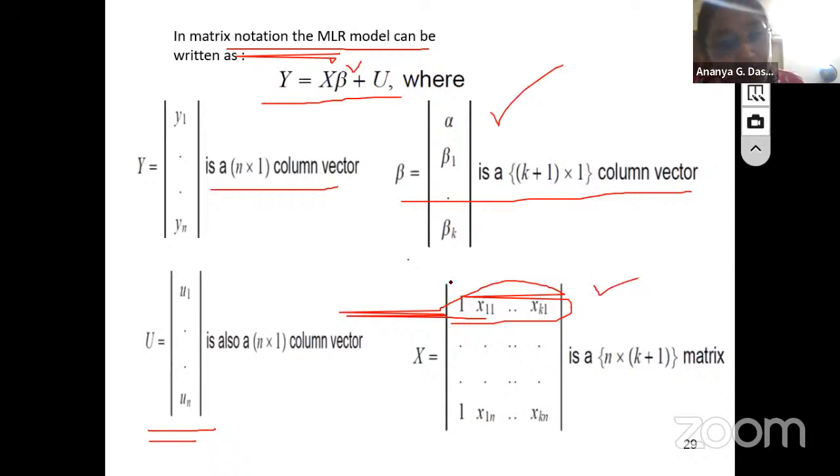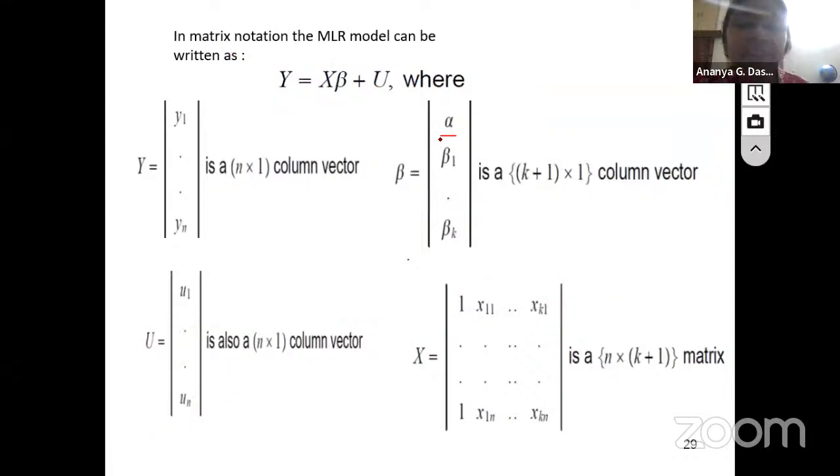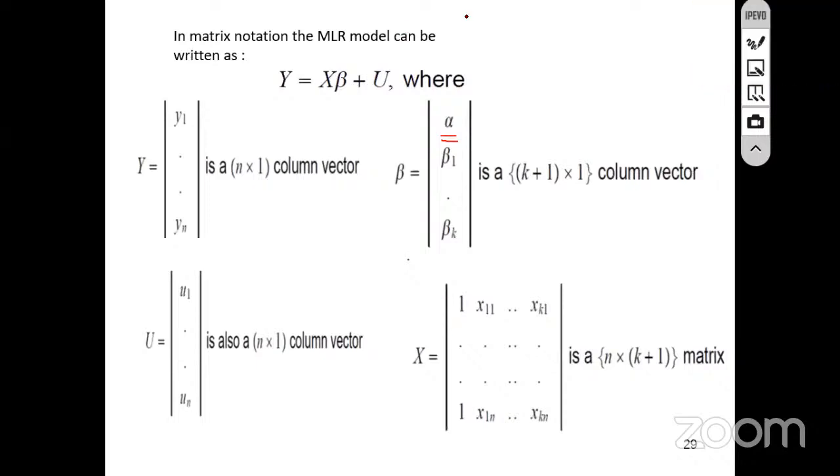So the first column is multiplied into the first row. The reason you have a column of ones is because you have to pick up this alpha. The model has an intercept. So it's alpha plus beta 1 x11 plus beta 2 x22 plus beta k xk1. And that's how you can write your model. I hope what the X matrix represents is clear.